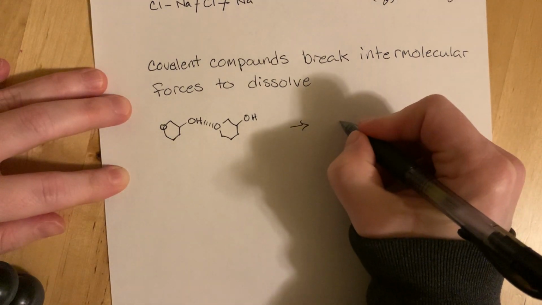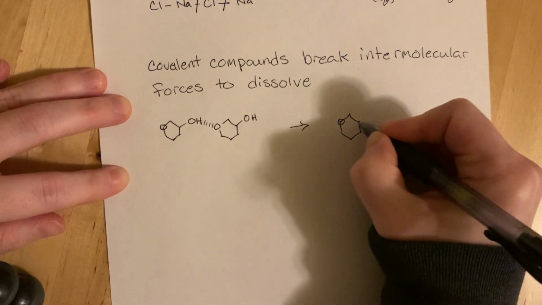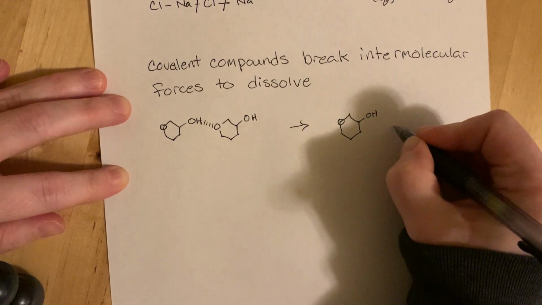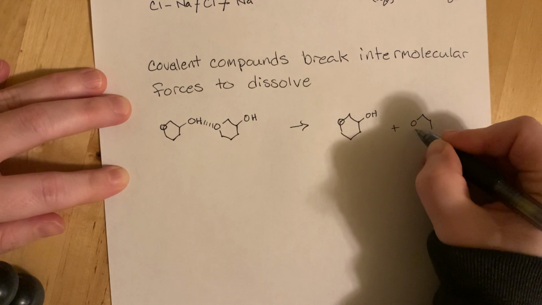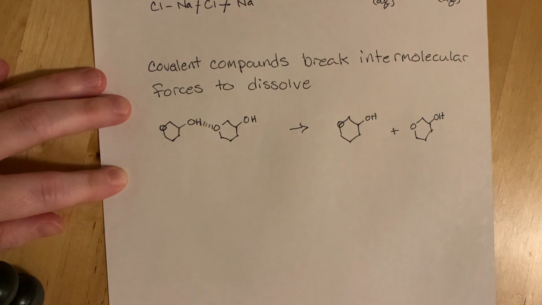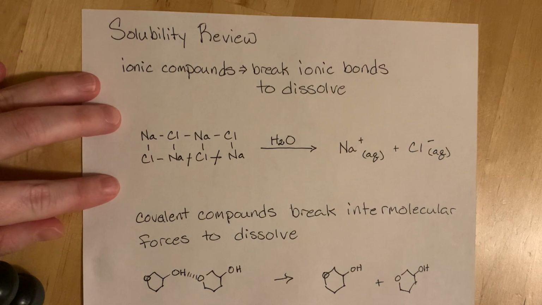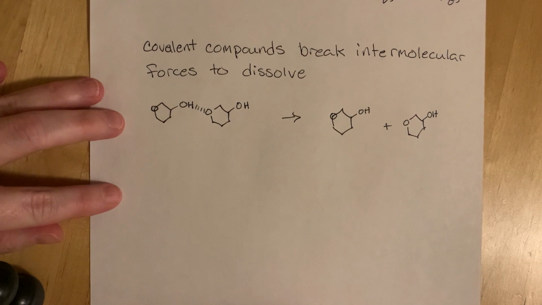So those will break, and you just end up with sugar molecules floating around in solution. The sugar molecules will detach from each other, but they will not form ions. That's the main difference. Ionic compounds will form ions in solution, and covalent compounds, while each individual molecule will separate from one another, they will not form ions.